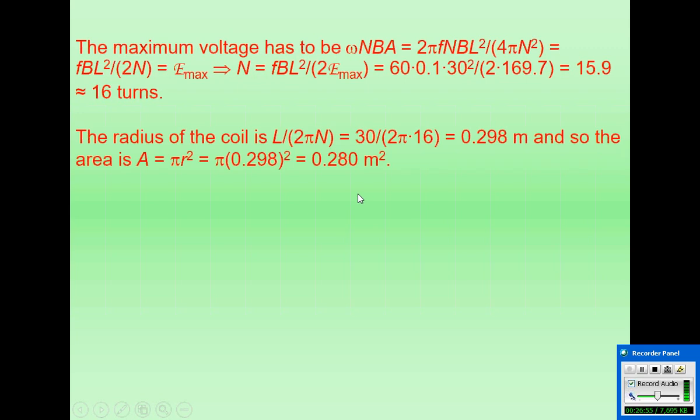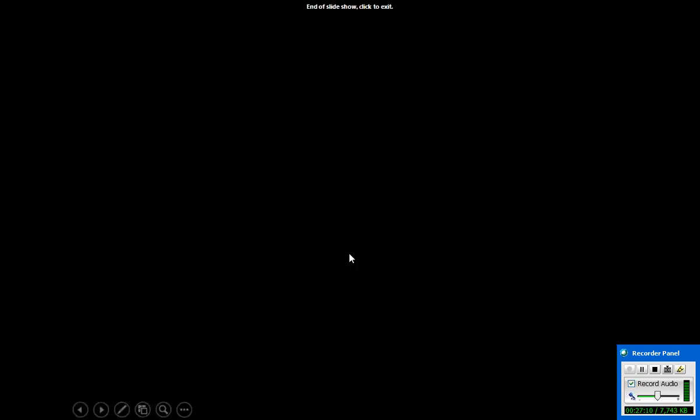And since the question also asked for the area of the coil, I can find the radius. The radius is equal to 0.298 meters, and that means that the area, pi r squared, winds up being equal to 0.280 square meters. Okay, that's it for now.